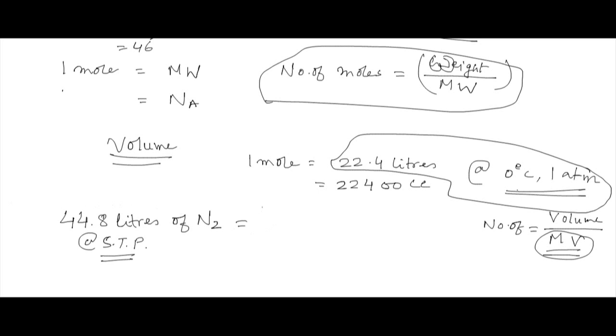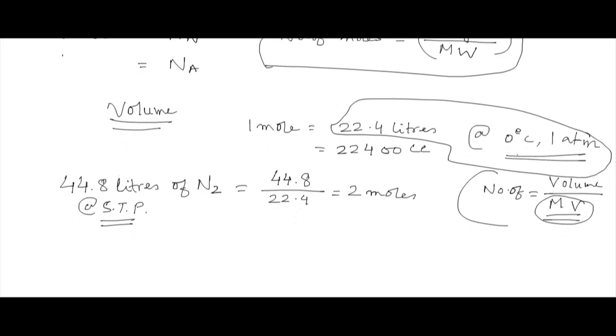Okay, so 44.8 liters. First thing we will do, in case of weight we found out the number of moles. So in case of volume we will again find out the number of moles. So 44.8 volume by molar volume, written on the right side, this formula we are using, number of moles equals volume divided by molar volume, that is 22.4, cancels out, it becomes 2 moles. Now it becomes 2 moles, fine.